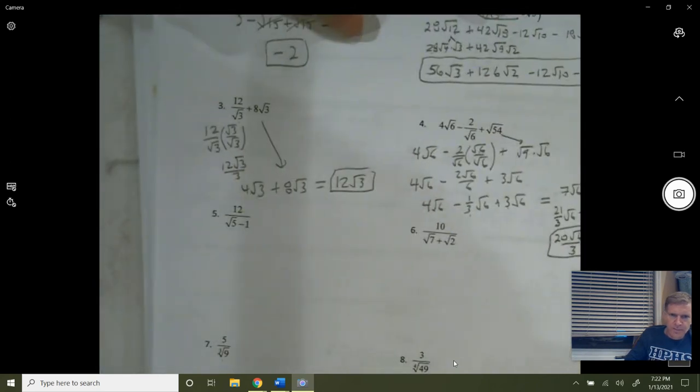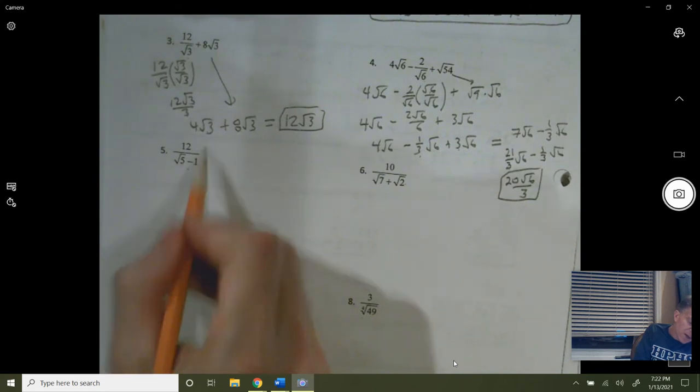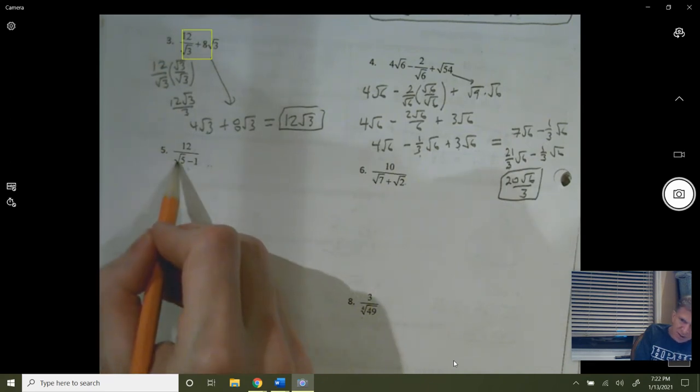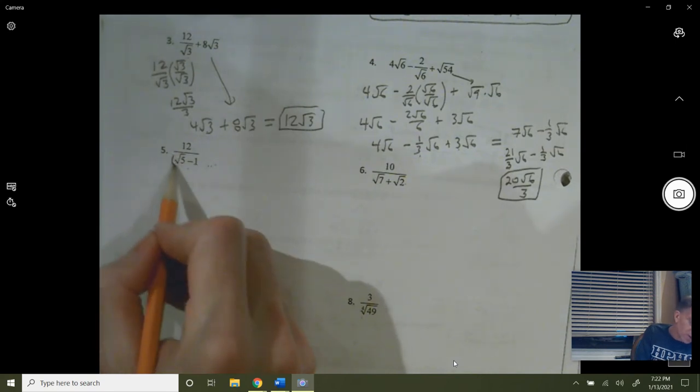Next problem. Now this is tricky. We can't just multiply top and bottom by rad 5 over rad 5, because that rad 5 would distribute to both. So even though you'd get rid of it here, you'd multiply rad 5 times a negative 1, and then you still have a radical. Just a different radical, but you still have a radical. So here's where we're going to do something.